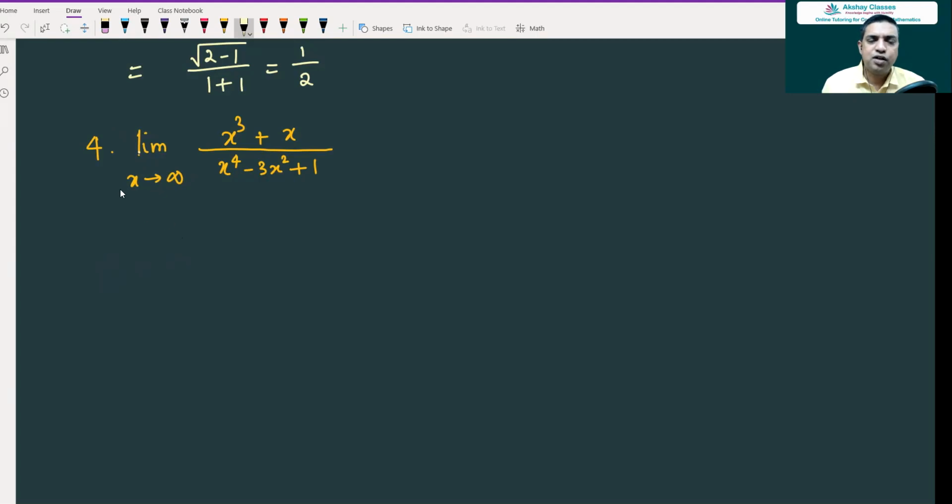Okay, so now x is approaching infinity. So this is now a type of infinity by infinity form. Numerator goes to infinity, denominator goes to infinity. So this is an indeterminate form, infinity by infinity. Now x is approaching plus infinity. It is not minus infinity, it is plus infinity. It's a huge positive value.